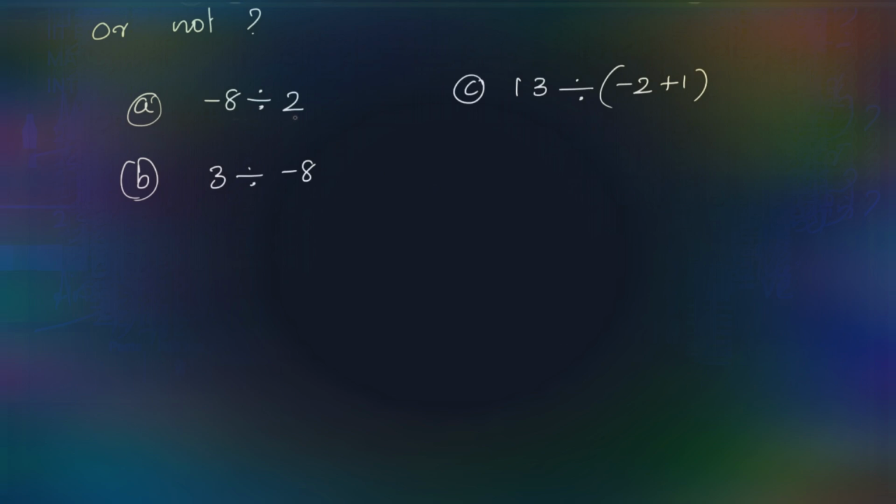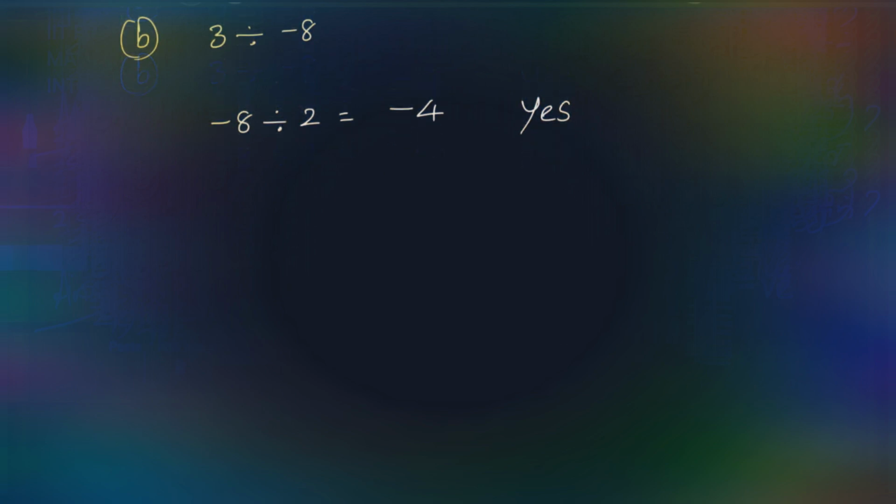Here negative 8 divided by 2 is equal to negative 4. That is, positive and negative under the division operation, the answer is again negative. So it is an integer. Yes. Let's take the next option, that is 3 divided by negative 8. Here 3 is not divisible by 8. So we get the answer as a negative fraction. That is, a negative fraction means a rational number.